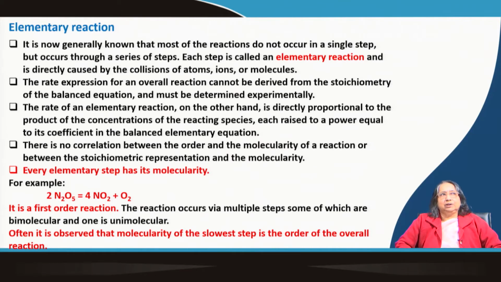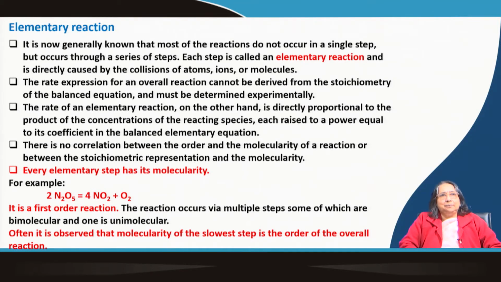Usually we think that order is the same as the molecularity, but it is not the same. So, once order is not known, then we cannot tell the rate expression either. Every elementary step has its molecularity, that is what I told you. For every elementary step you can find out the molecularity by writing the balanced equation.